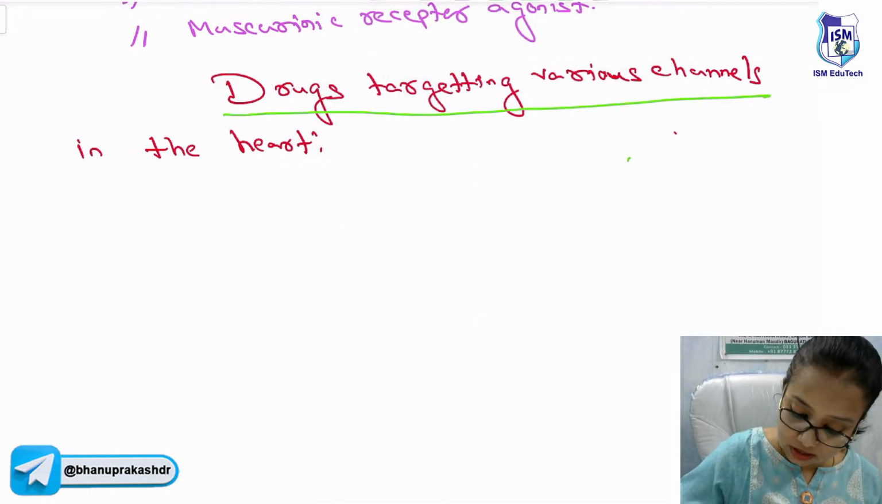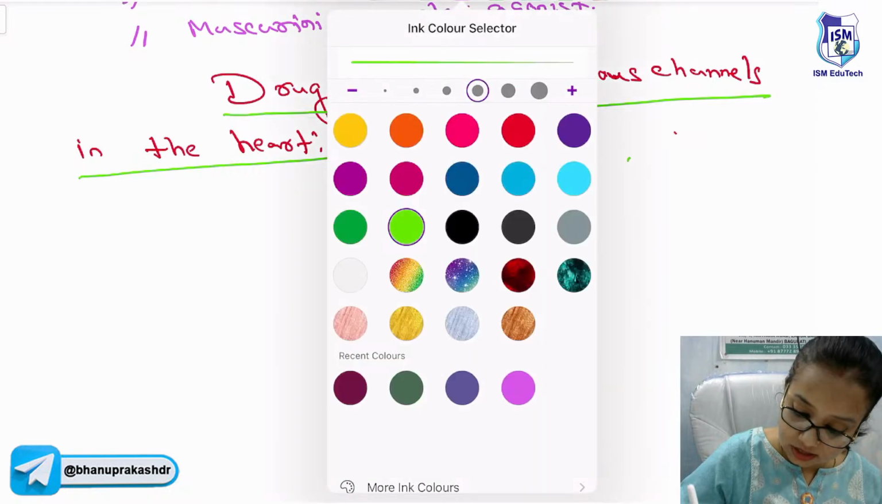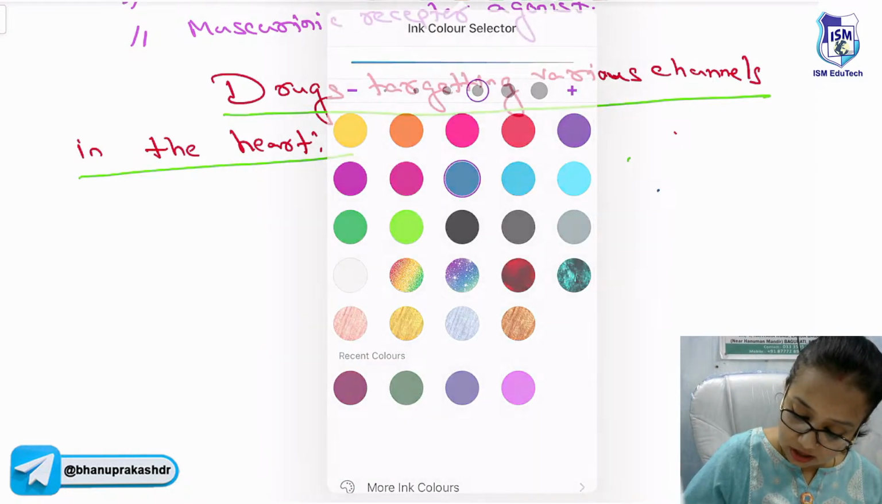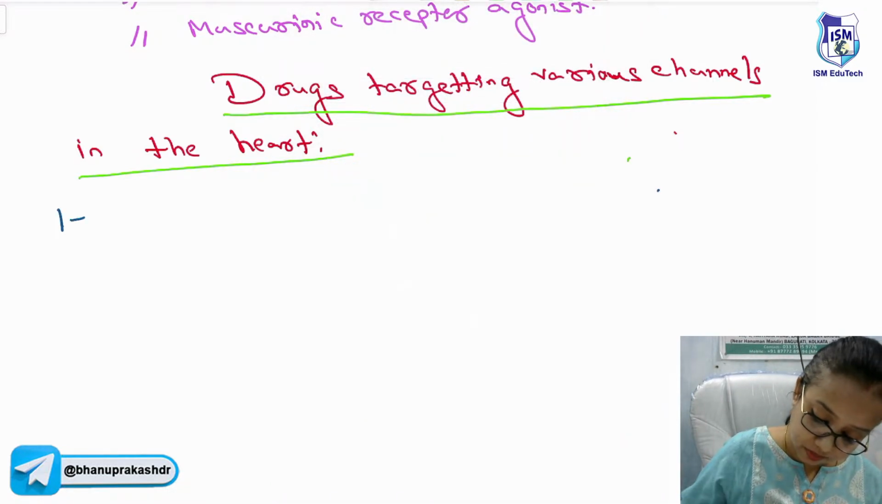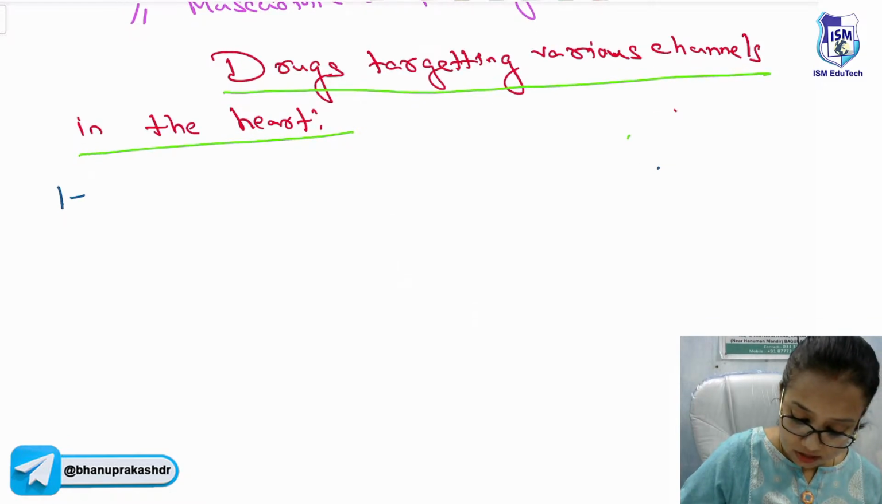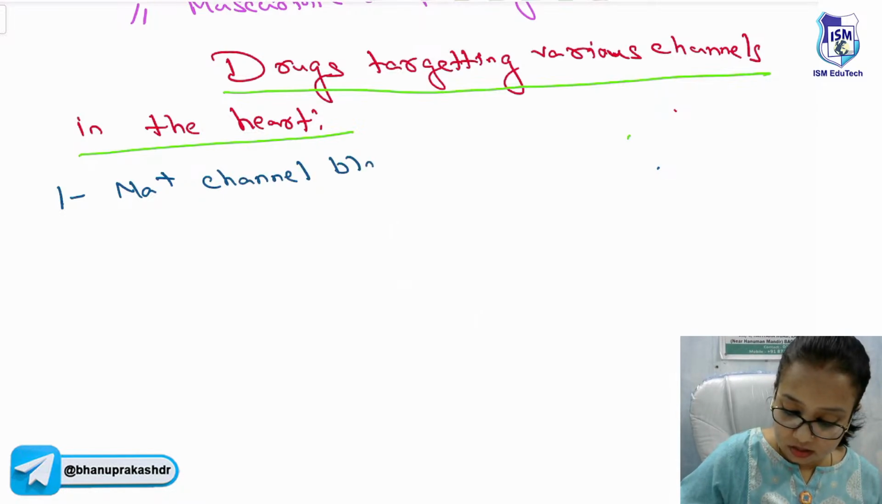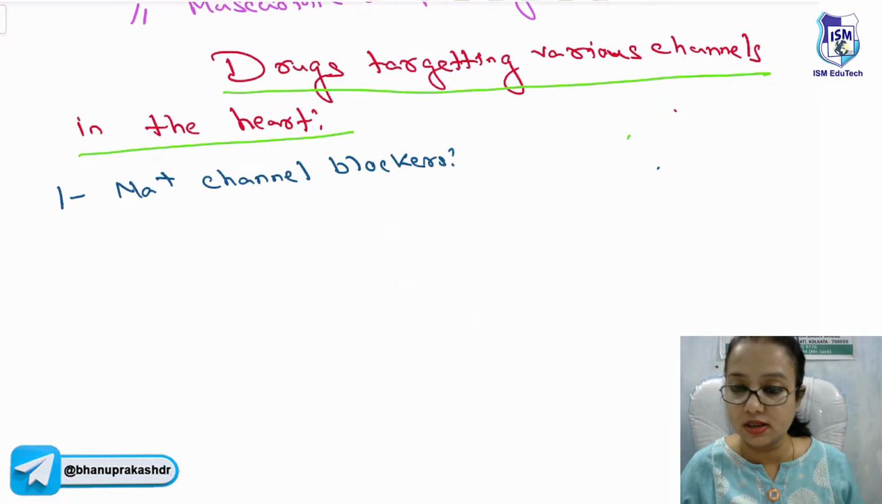Okay, what are the drugs targeting the various channels in the heart? Like sodium channel blockers. Now, there is more than one type of sodium channel blocker.